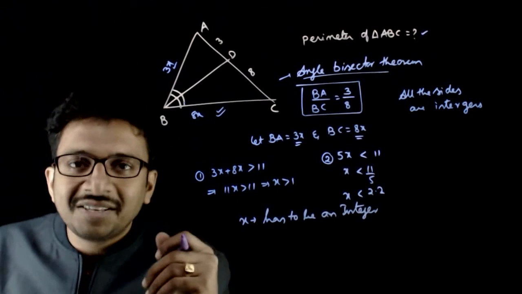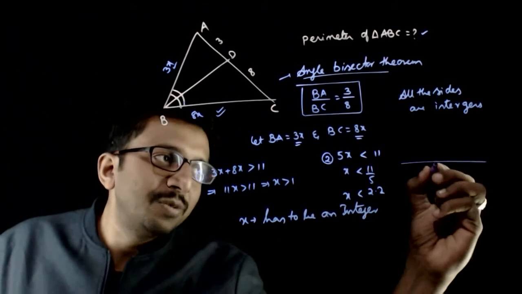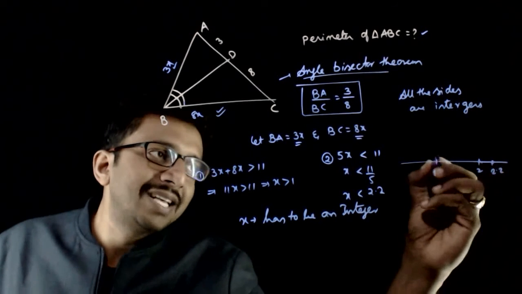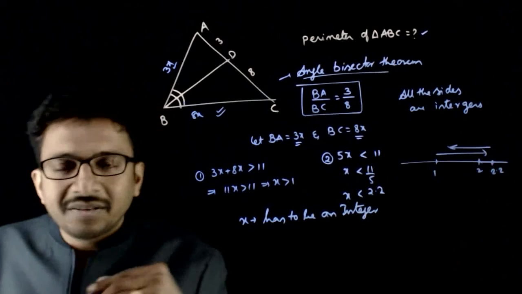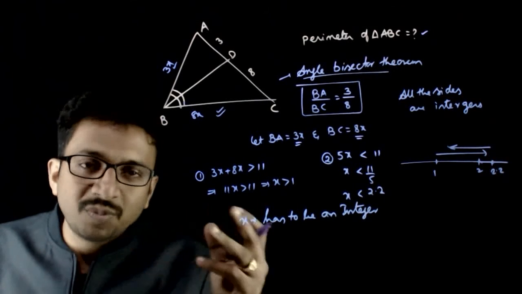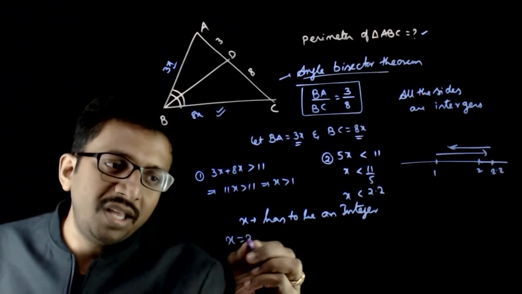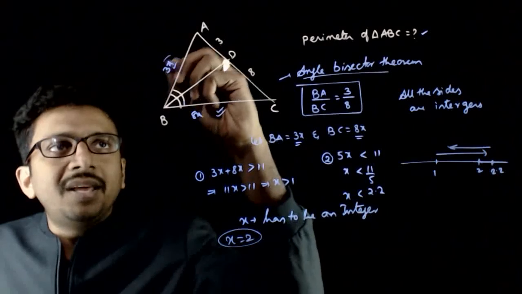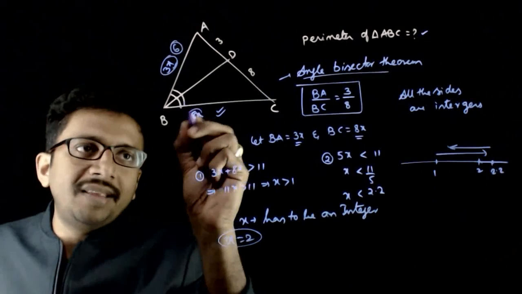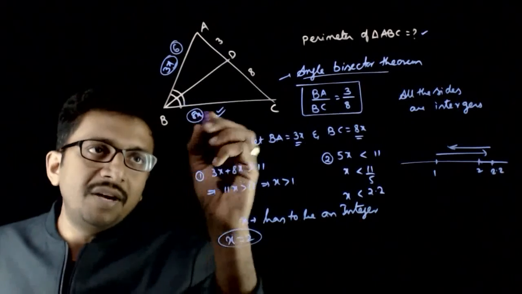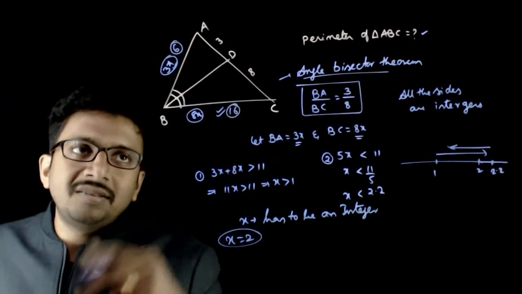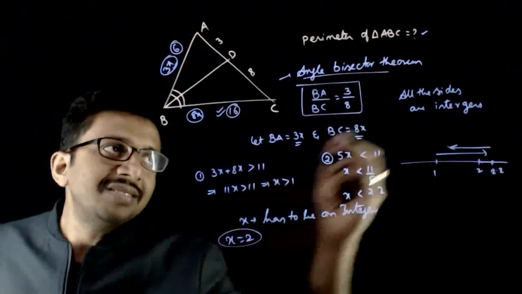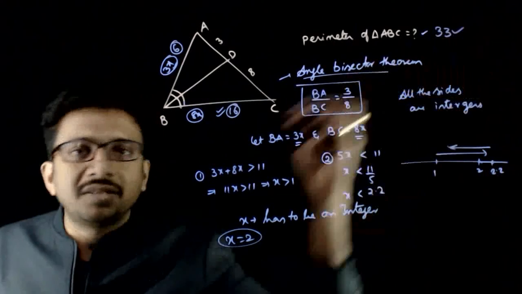You can see which integer x has to take. x has to be greater than 1 and less than 2.2. As you can see, there is only one integer which satisfies both these conditions, that is, x has to be equal to 2. So if x is equal to 2, the length BA will be equal to 6 and the length BC will be equal to 16. So the perimeter of this triangle is 11 plus 22, that is 33. 33 will be the answer to this question.